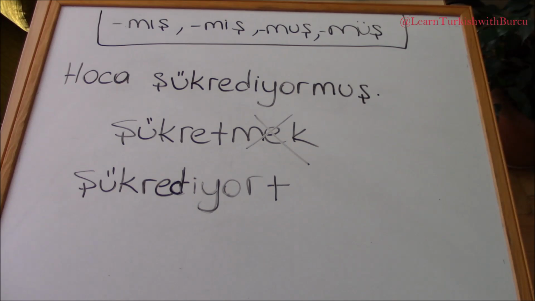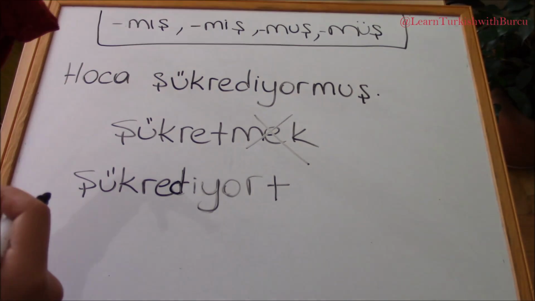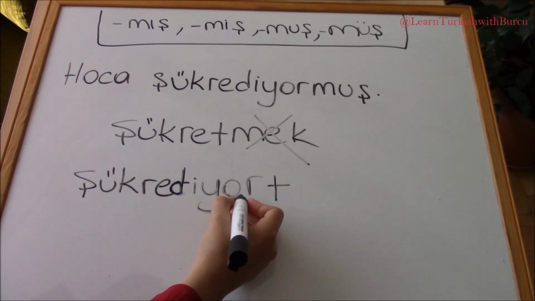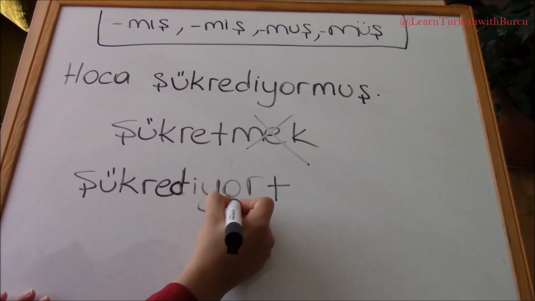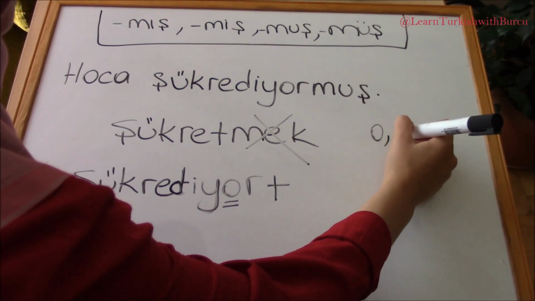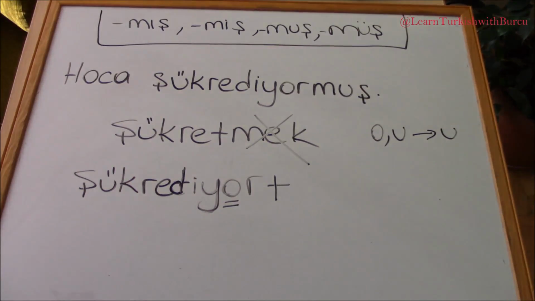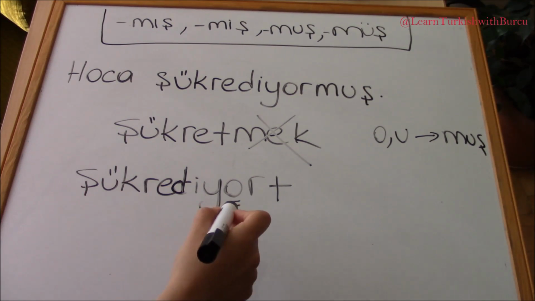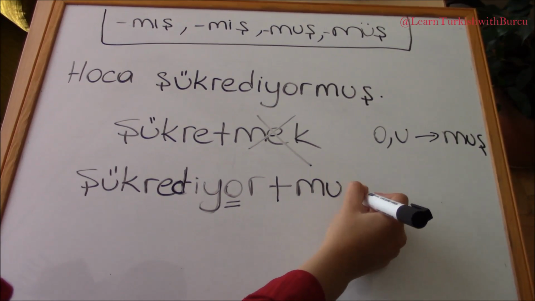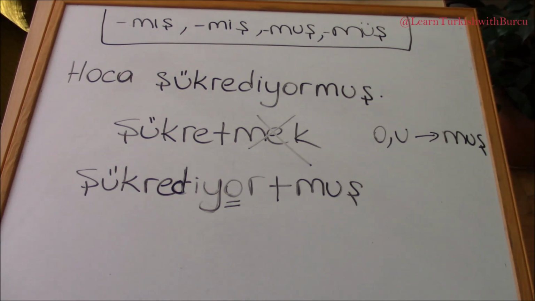Şükrediyor. Now, which one will we choose? Mış, miş, muş or müş? Again, let's see our last vowel. We are going to see the last vowel in the verb, okay? So it is o. Again, what was the rule? After o or u, we use muş. So şükrediyor, we will say muş, şükrediyormuş. Hoca şükrediyormuş. It's a narration, okay? Narration in the story. When you are telling a story, you narrate it with this suffix.